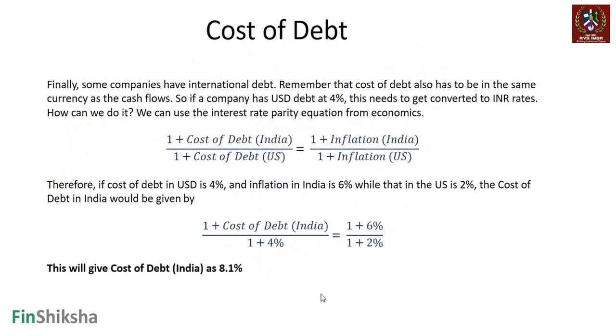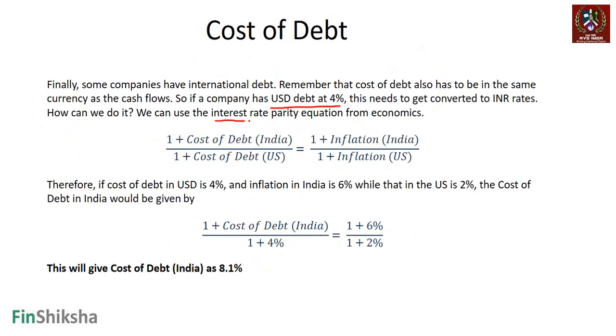Now there's one final adjustment. Some companies have international debt. Remember that cost of debt has to be in the same currency as the cash flows. So if you borrow money at 4% in the US, your interest cost will appear significantly lower. That's not true. So this needs to get converted into local currency.